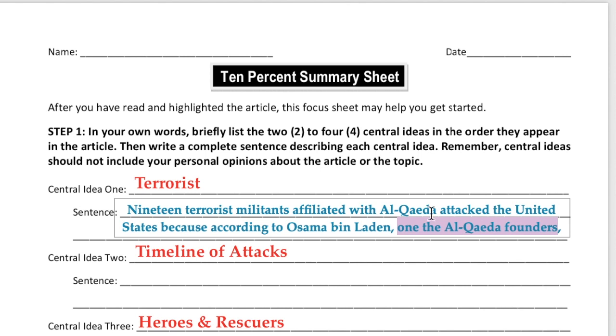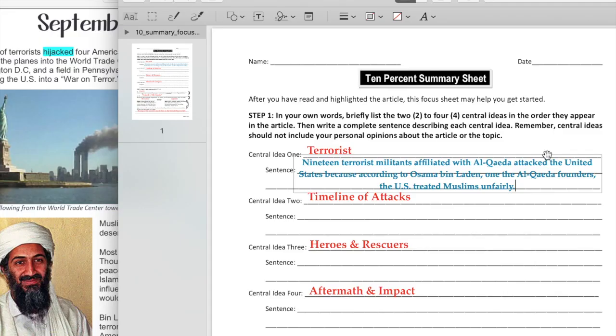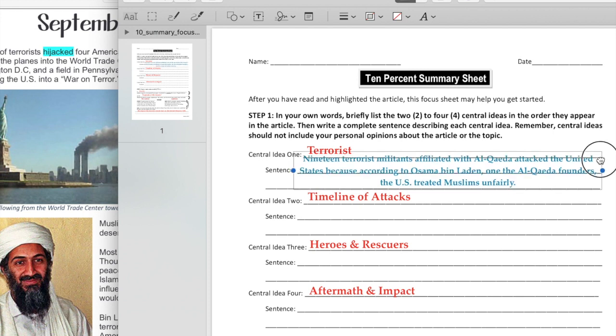The sentence could do without this, and we could technically take this out and the sentence would still be a sentence. But we're putting that there just to clarify for the reader. Who in the world is Osama bin Laden? Oh, he's one of the Al-Qaeda founders. That's who he is. So according to him, the U.S. Alright, so that is our first central idea sentence.